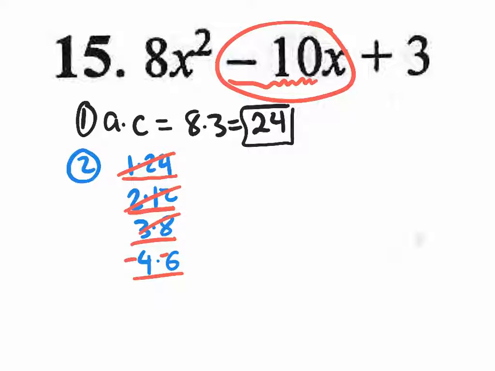So if you got the right number, but you just got the wrong sign, all you have to do is change the signs of the pair of numbers that you have. Now step 3 is interesting.